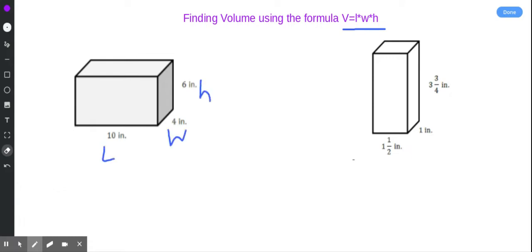Now, if you have a piece of paper or your math notebook with you, I would go ahead, you can pause the video and try it. What is the length times the width times the height? And you can plug it right into a calculator.